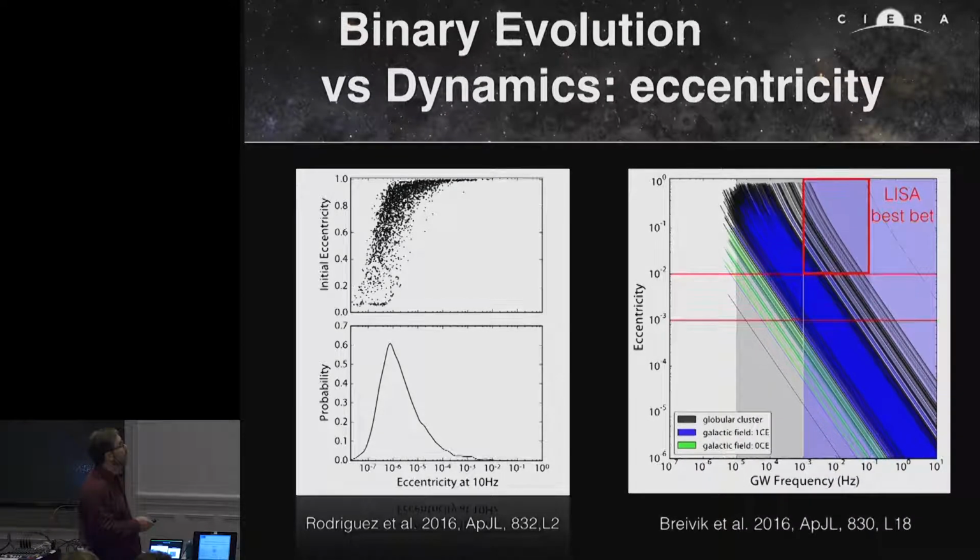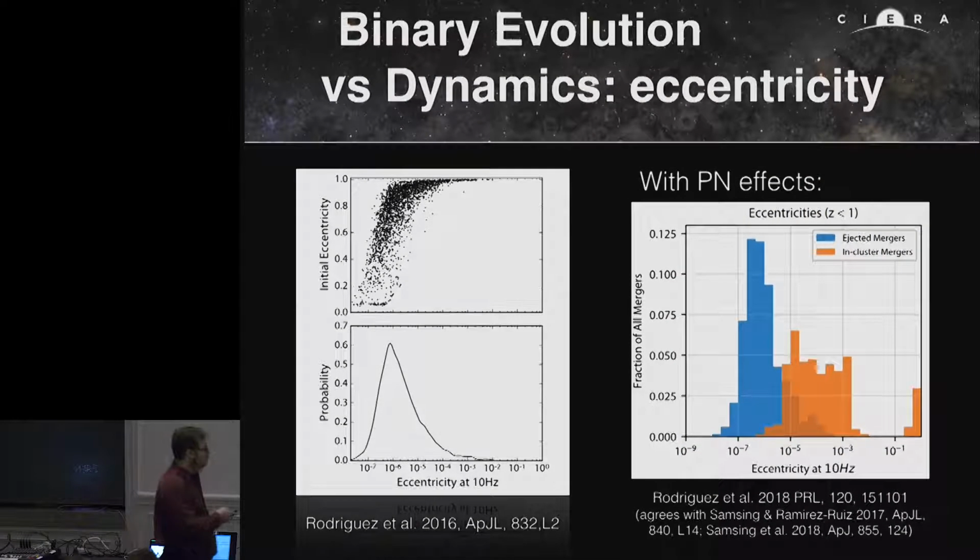But with LISA, there's a good chance that these eccentricities, if you can catch the same sources in the LISA band, would be measurable. So the black lines here show the evolution of the sources that are eventually in the LIGO band here. The black lines are for systems formed dynamically. The blue and green are for systems formed through binary evolution. And you see most of the systems formed dynamically do cross the LISA band with significant eccentricities that LISA can measure.